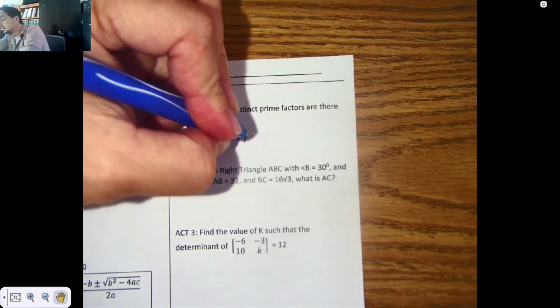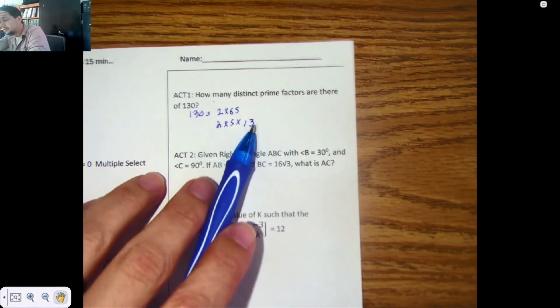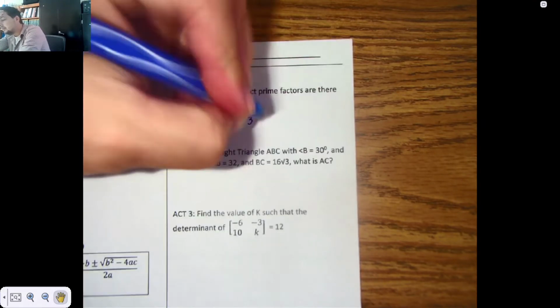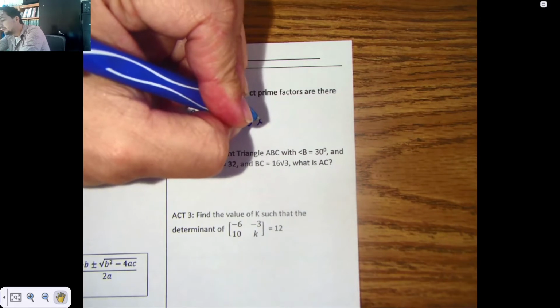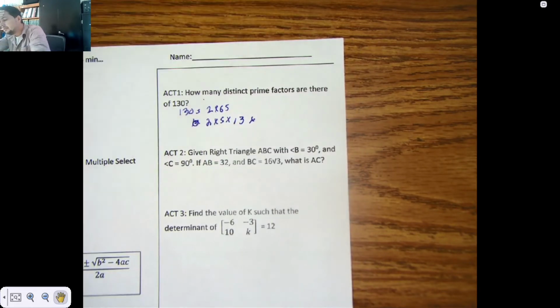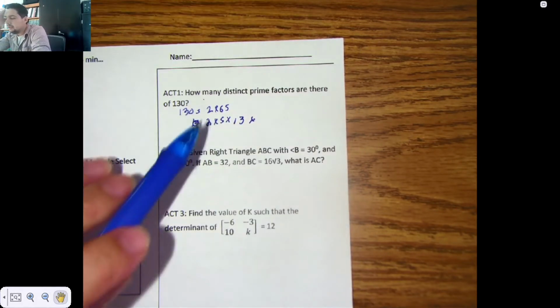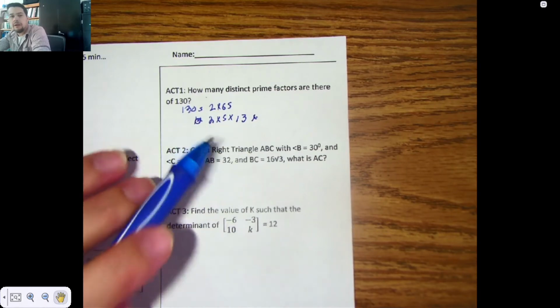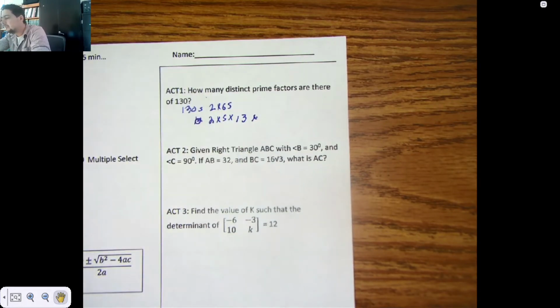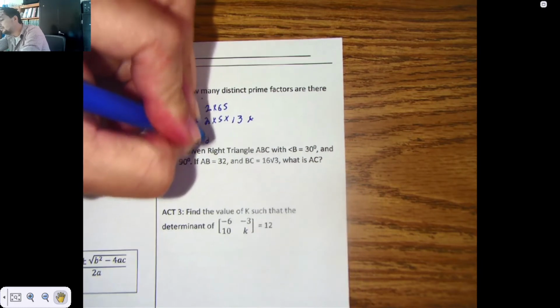Yeah, and there's your factors. Of course, you've got the 1 and the 130, but anyways, those don't matter. These are all prime numbers. 2 is prime, 5 is prime, 13 is prime. So 3 primes, 3 distinct primes.